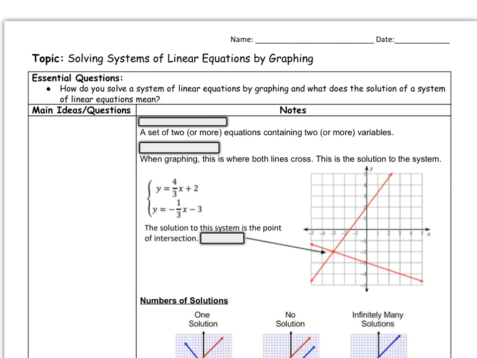Hello, my friends. Today's topic: solving systems of linear equations by graphing. Our essential questions: how do you solve a system of linear equations by graphing? And what does the solution of a system of linear equations mean?